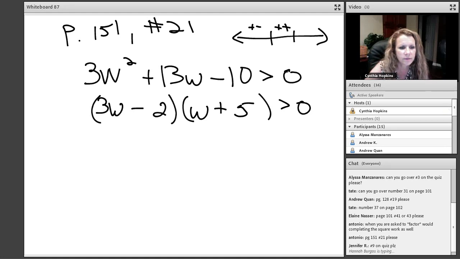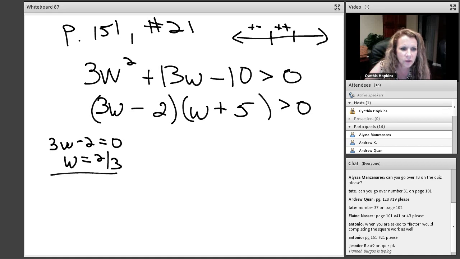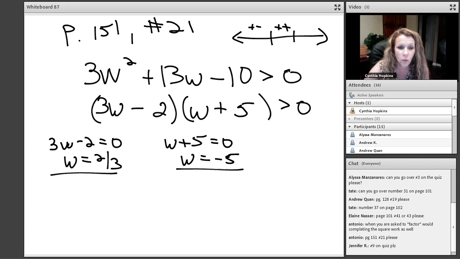My 3W times W is 3W squared. My outers give me plus 15W. My inners give me minus 2W, so that combines to give me positive 13W, and then finally minus 10. So I take this first factor, 3W minus 2, and set it equal to 0 and solve for W. I get positive 2/3. So that's one of my critical values. I take W plus 5 and I set it equal to 0, and I get W equals negative 5.